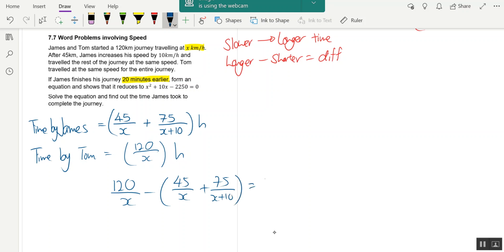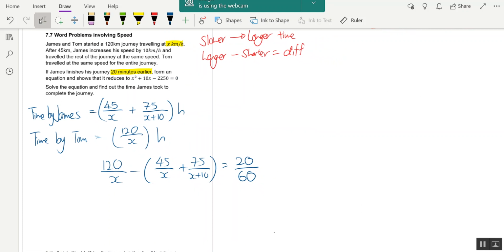How much longer? Most students write 20, and that is the mistake, and then they cannot find the equation, because this is in minutes and you are doing kilometers per hour. You need to have it over 60. Okay, and then this will be 120 over X minus 45 over X minus 75 over X plus 10, and that is equal to 1/3.